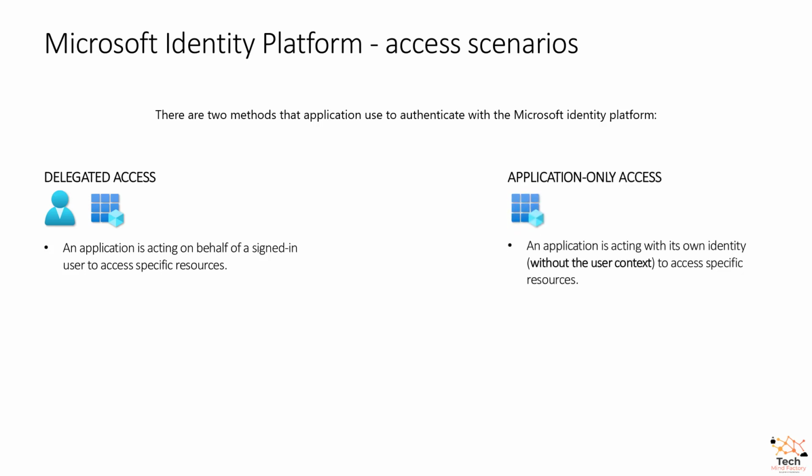But on the other side, there is application only access. In this case, an application is acting with its own identity without any user context to access specific resources. So in this case, the application authenticates itself to the Microsoft Identity Platform, and then the application can access specific resources like APIs again, but without any context of the user. The above two methods define how an application accesses the data. So let's talk about it.